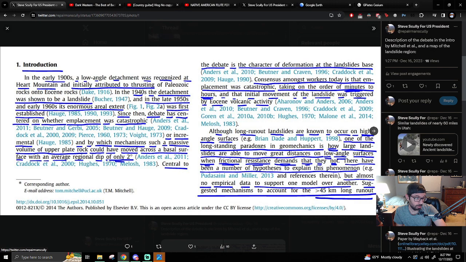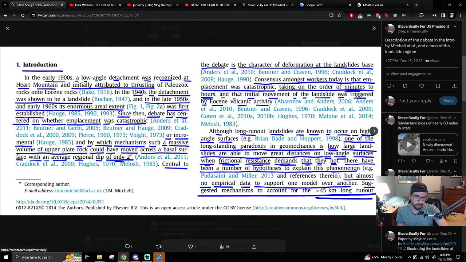surface with an average regional dip of only 2 degrees. So they recognize it's not that much of a slope. How does this thing move so far? It's really weird. Central to the debate is the character of deformation at the landslide's base. Consensus among workers today is that emplacement was catastrophic, taking on the order of minutes to hours, and that initial movement of the landslide was triggered.